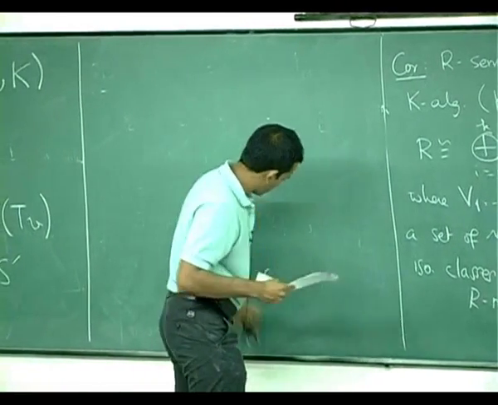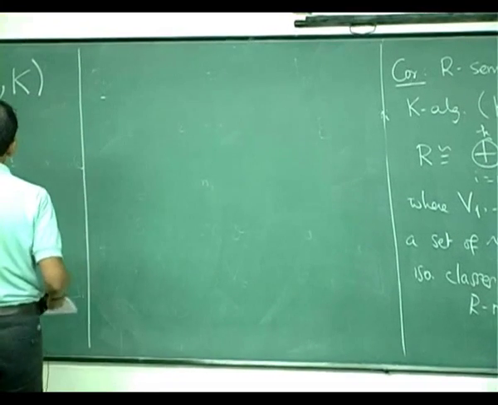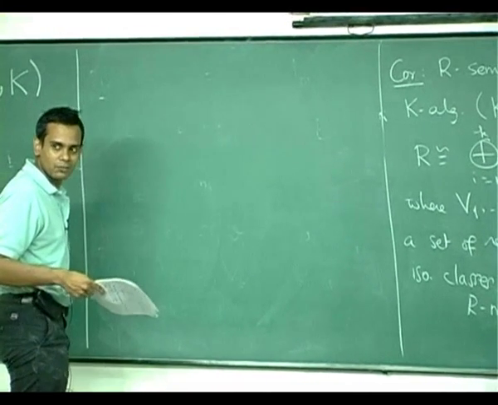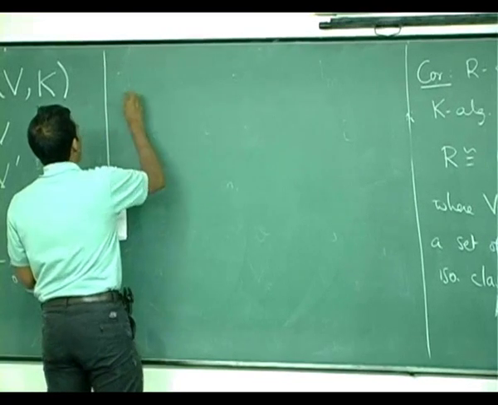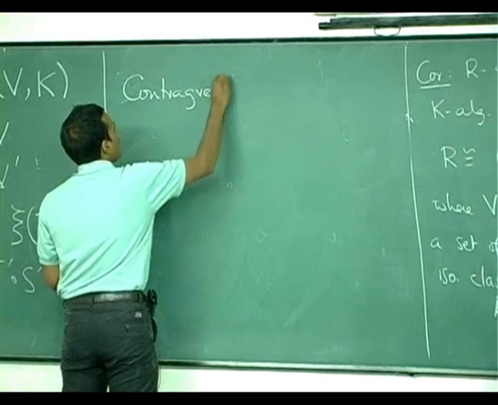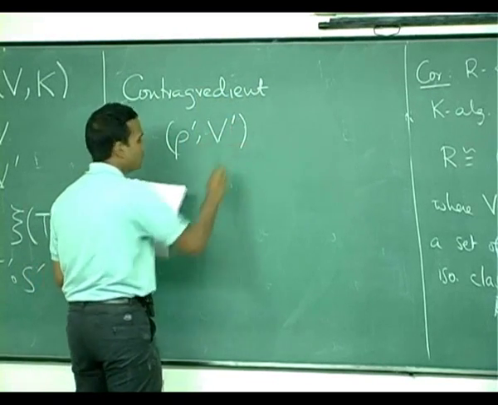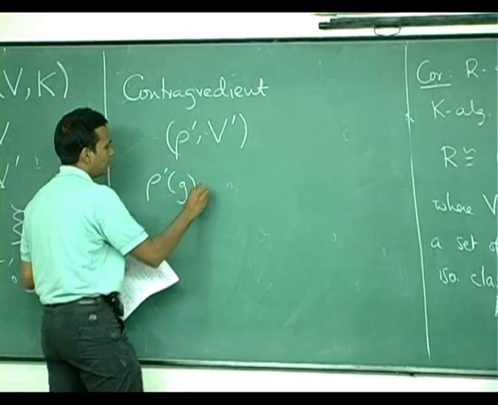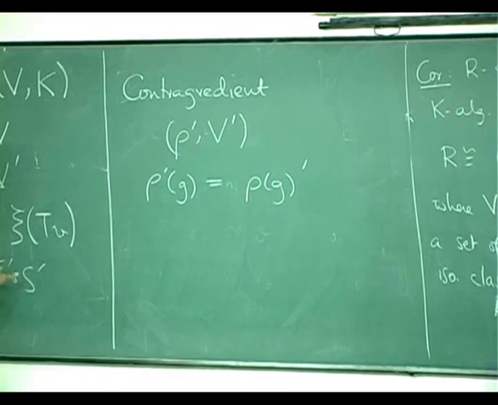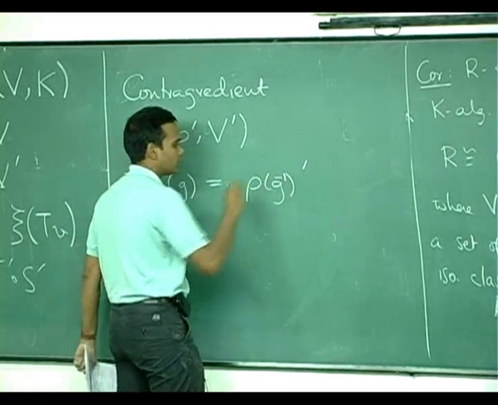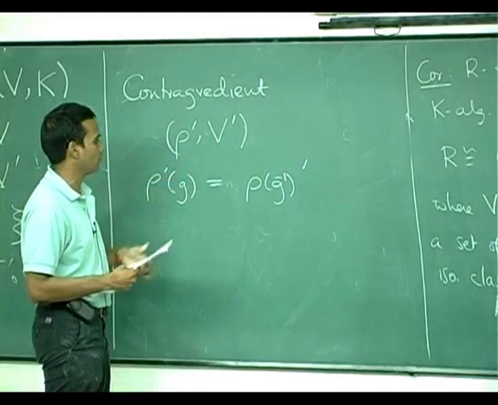Now you can define the contragradient of a representation. This is again the basis free way of saying that the transpose is an isomorphism of a matrix algebra with its opposite. If you have a representation rho, V, you can define a representation rho prime on the vector space V prime by saying that rho prime of g is, I would like to say rho of g prime, but that won't be a representation because of this order. But you compensate for that by putting an inverse here. So this becomes a representation of G on V prime, and this is called the contragradient representation.